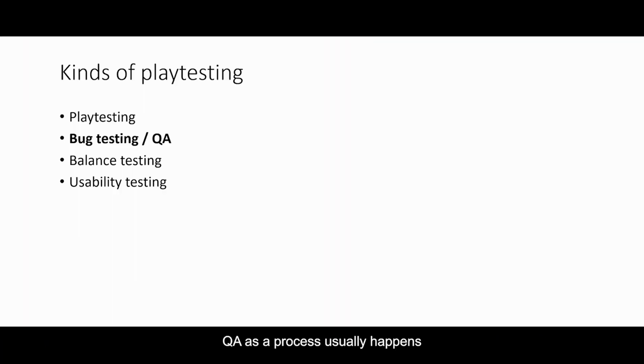QA as a process usually happens throughout development, but is more important the further along that you go. Early on, the game can be a bit buggy if you're not sure exactly what you're building, but you do still need to fix as many bugs as possible before releasing a game. And if your team builds code on top of buggy code, we call that technical debt, then those bugs become harder to fix, so this is an ongoing process.